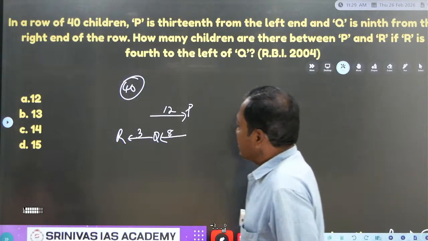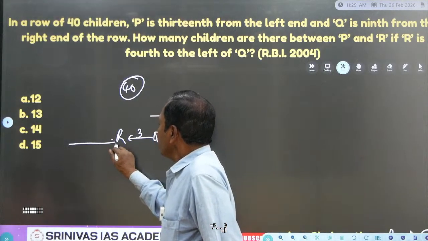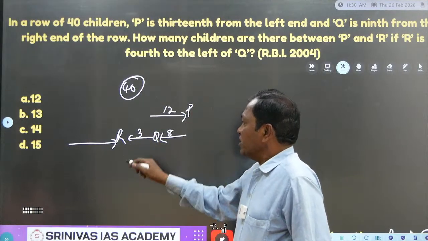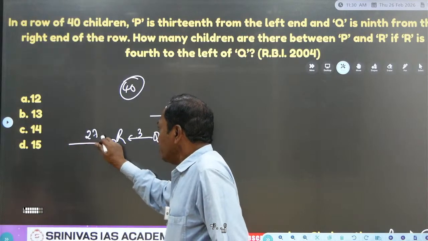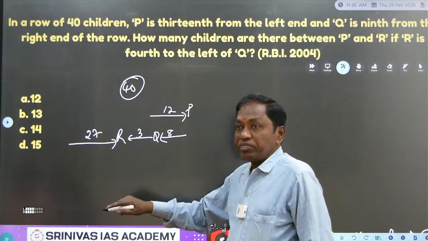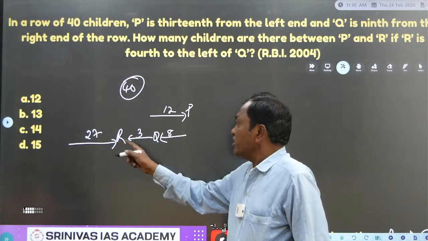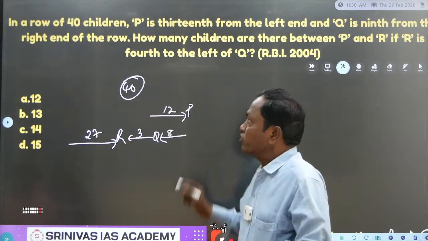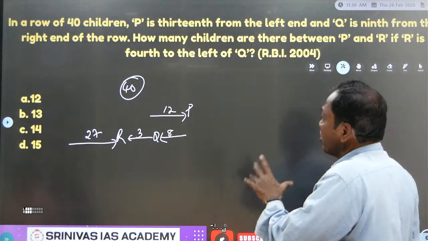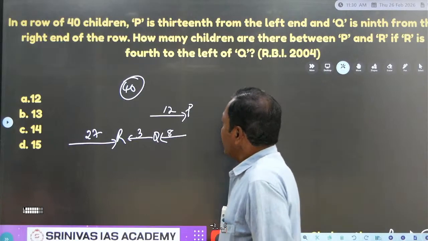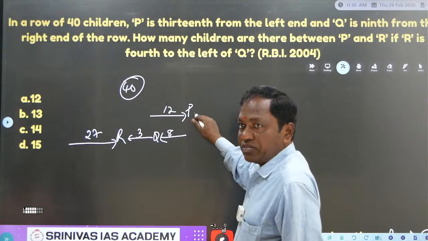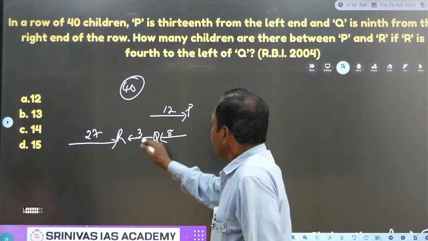Now we have to see how many people will come here. What is the size of the row? 40. 40 minus 9, 12, 13, 27. Again you have to restart counting. There may be errors also in the subtraction and additions. 27, 28, 31, 32 plus 8, 40. Now it is okay. Now what is the question? How many people are between P and R? P and R, how many people are there? This we have not adjusted still. Now what happens here?